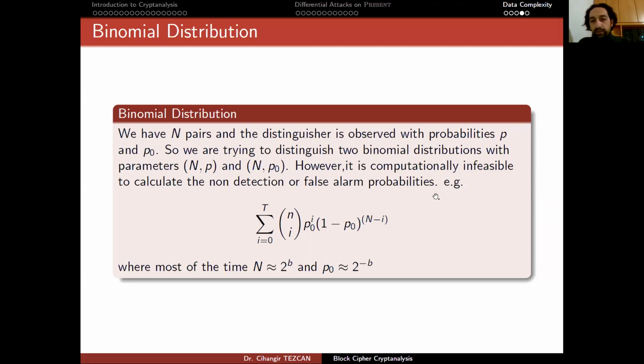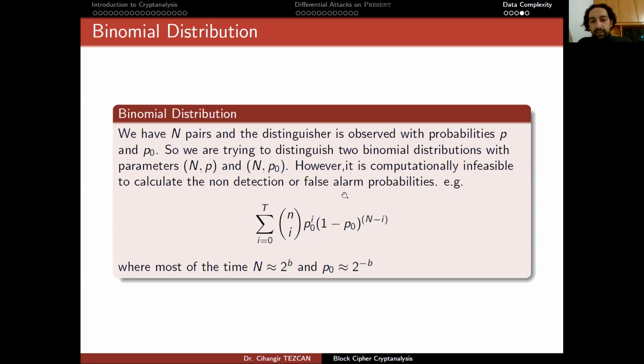For example, when you put the threshold T, the non-detection or the false alarm probability, depending on which side of the T you are looking at, would be something like this. Summation of i from 0 to T, and if you are looking in the other direction, it will be summation from T to N, the big N. This small n should also be capital N. So it will be a combination of N with i times P0 to the power i times 1 minus P0 to the power N minus i. This is for the probability of the correct key.